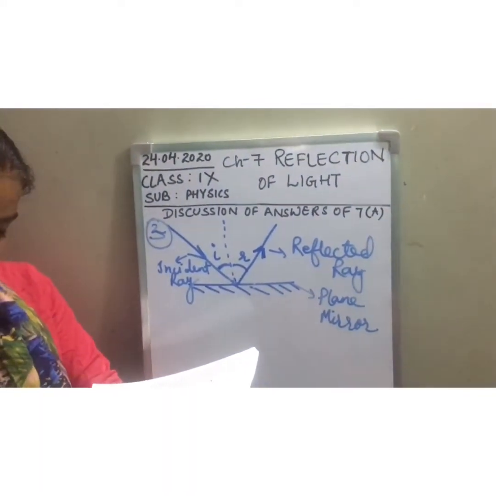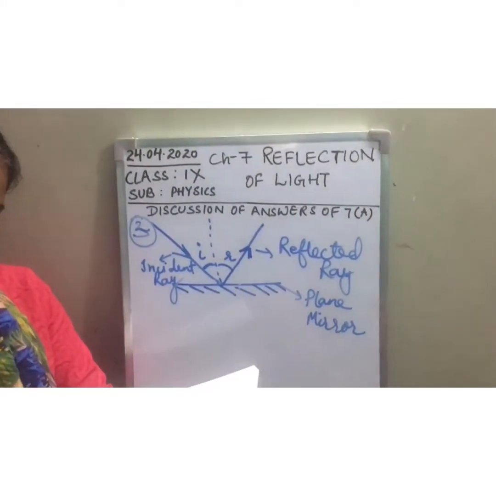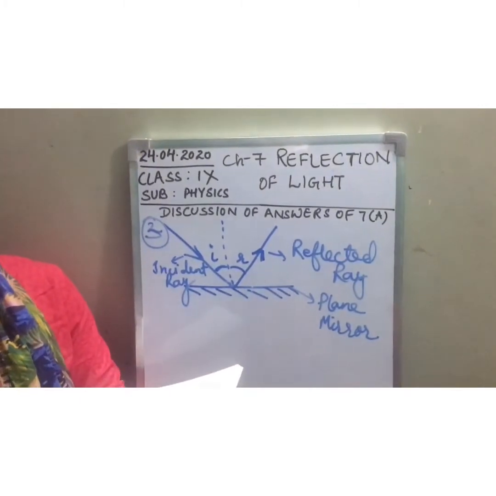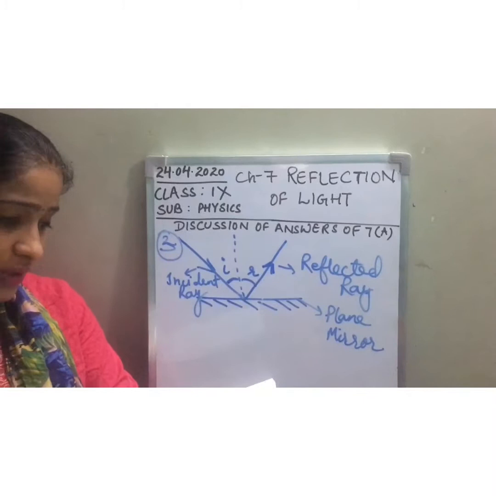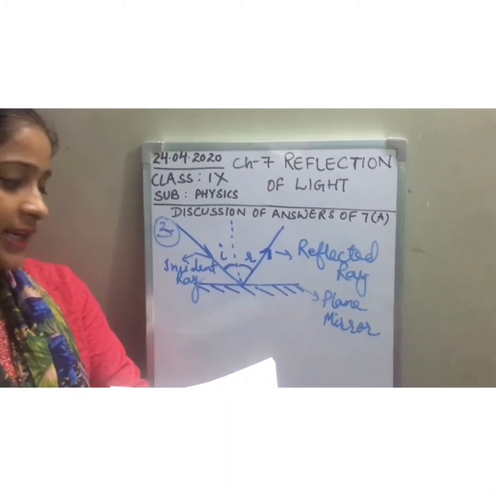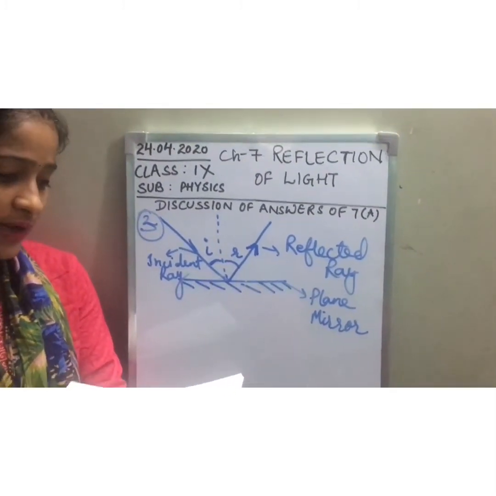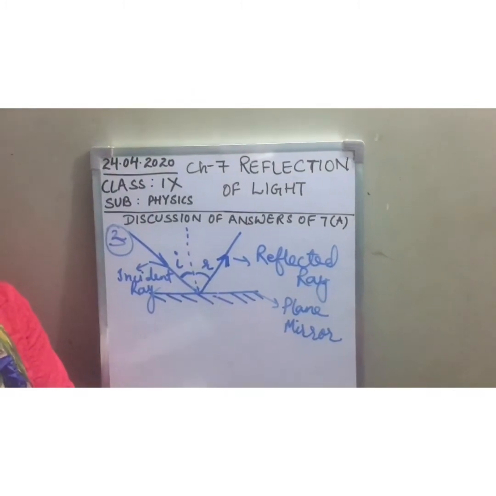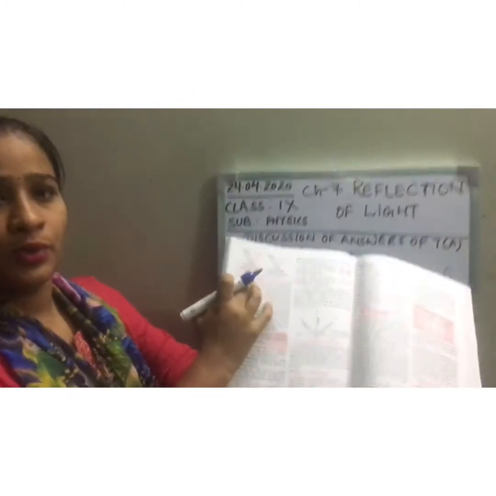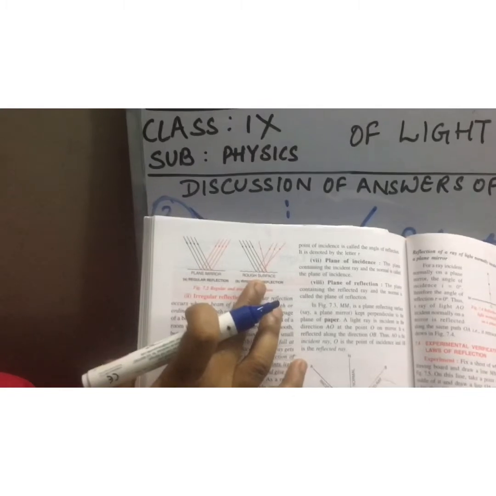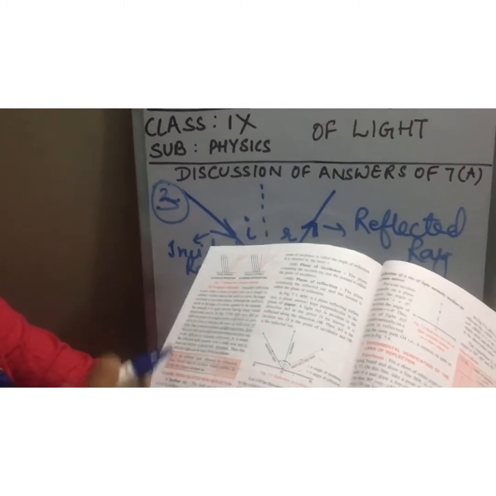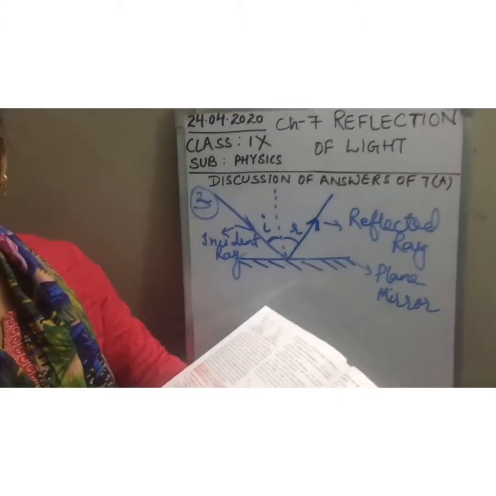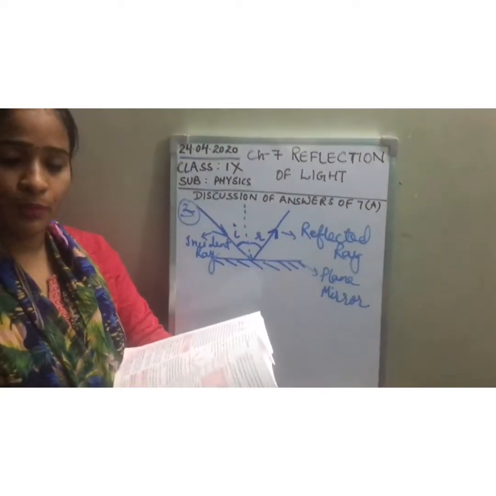Now, question number 4. Explain with the help of a diagram the difference between regular and irregular reflection. It is given on page number 148, and the diagram is on page number 148, at the top of the page. See this one. Regular reflection and irregular reflection: you have to draw these two diagrams, and to write the difference you have to write the definitions of regular and irregular reflection from the book, students.